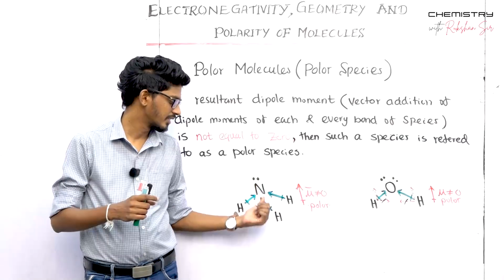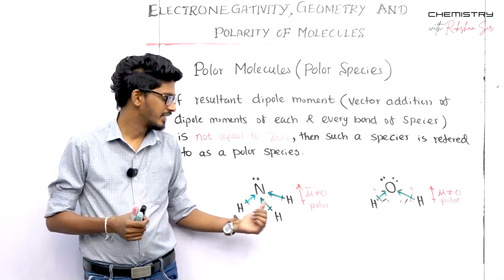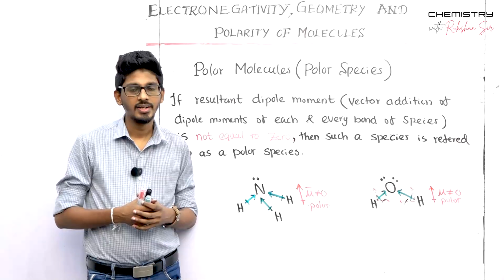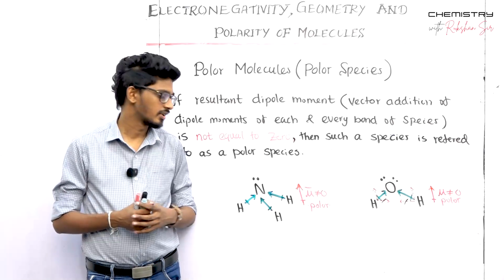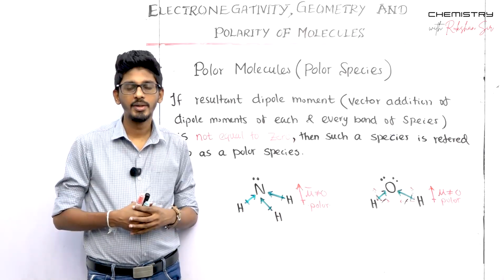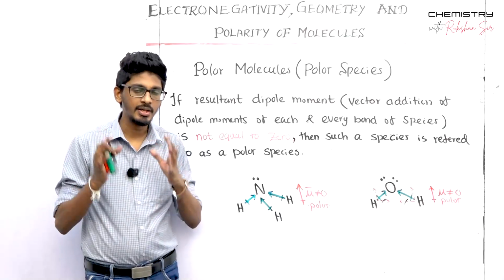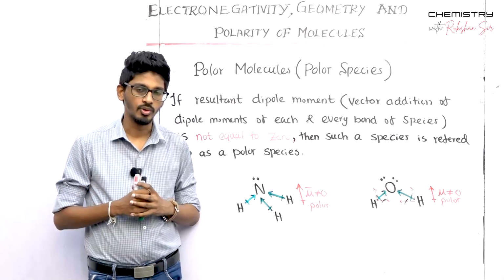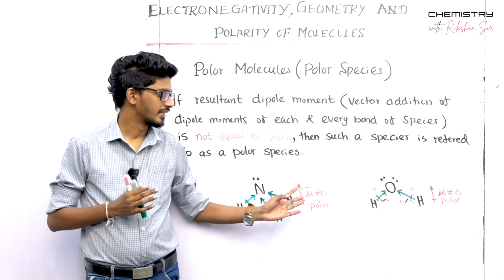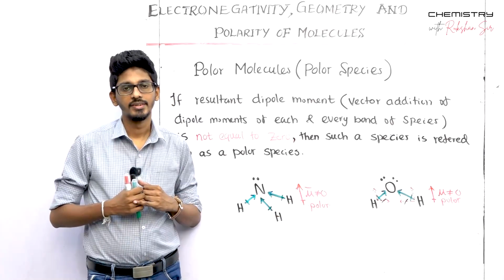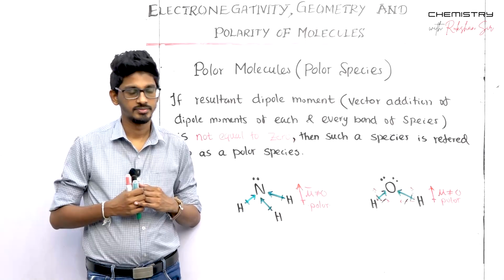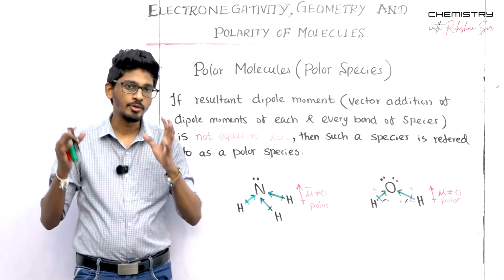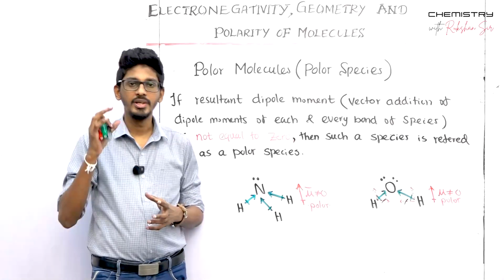Then you have to mark the dipole moments of each and every covalent bond. Then you have to take the resultant of all the dipole moments. If the resultant dipole moment is 0, such a species is non-polar, and if the resultant dipole moment is not equal to 0, such a species is polar, right? So these are the polar species.